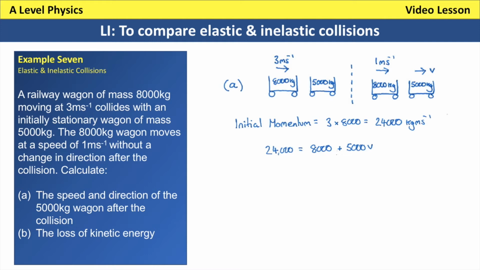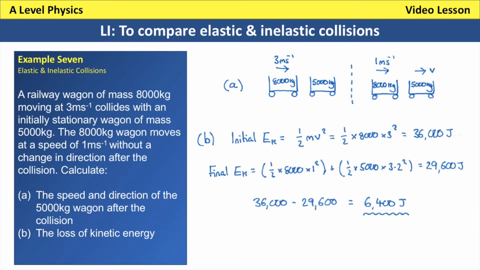The total momentum before is just 3 times 8,000, which is 24,000 kilogram meters per second. And that has to equal the momentum after the collision, which is going to be 8,000 plus 5,000 V. We then do 24,000 take away 8,000, which is equal to 16,000, and that is equal to 5,000 V. So V is 16,000 divided by 5,000, which is 3.2 meters per second, and of course that is without changing direction. It's in the same direction as the 1 meter per second that the 8,000 kilogram truck is moving in.